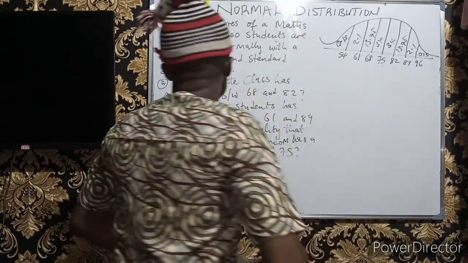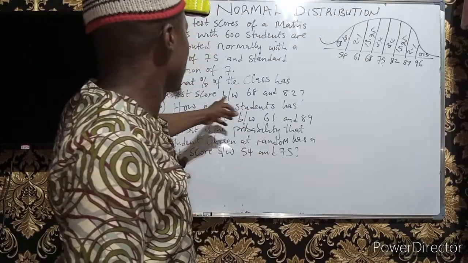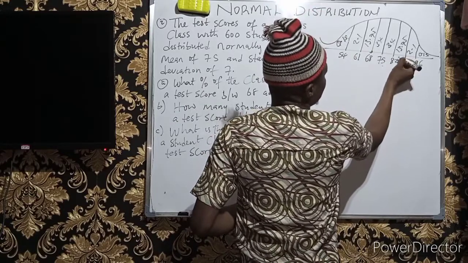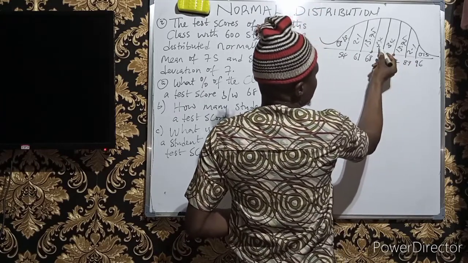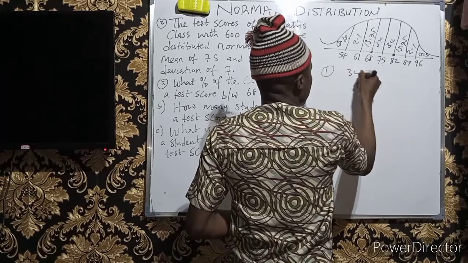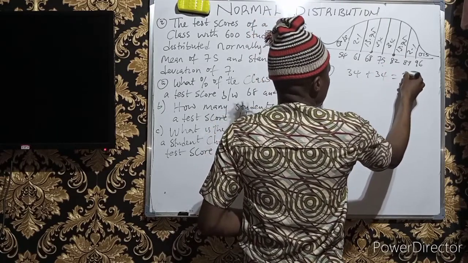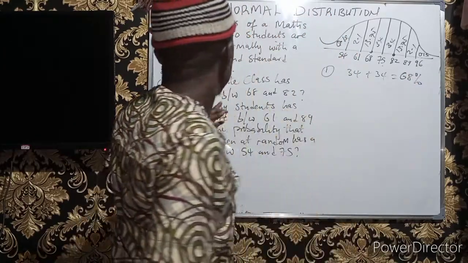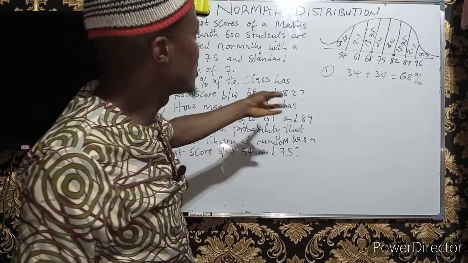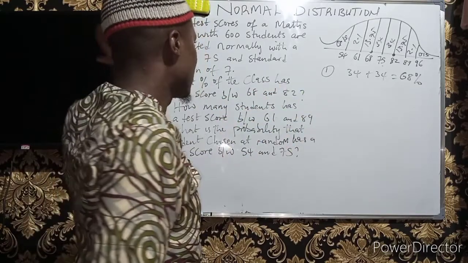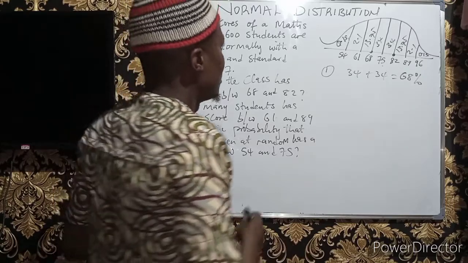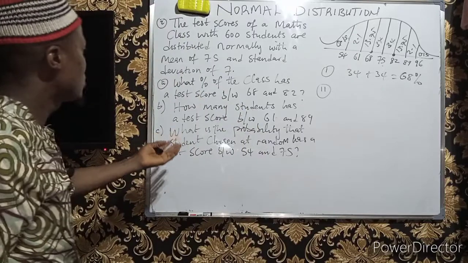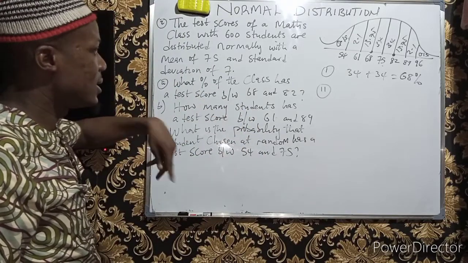The first question says, what percentage of the class has a test score between 68 and 82? 68 and 82 is from here to here. Look at 82 here, which is just 34 plus 34. So it's just 34 plus 34, which is 68%. It says, what percent of the class has a test score between 68 and 82? You just add, you get 68%. That's the required percentage.